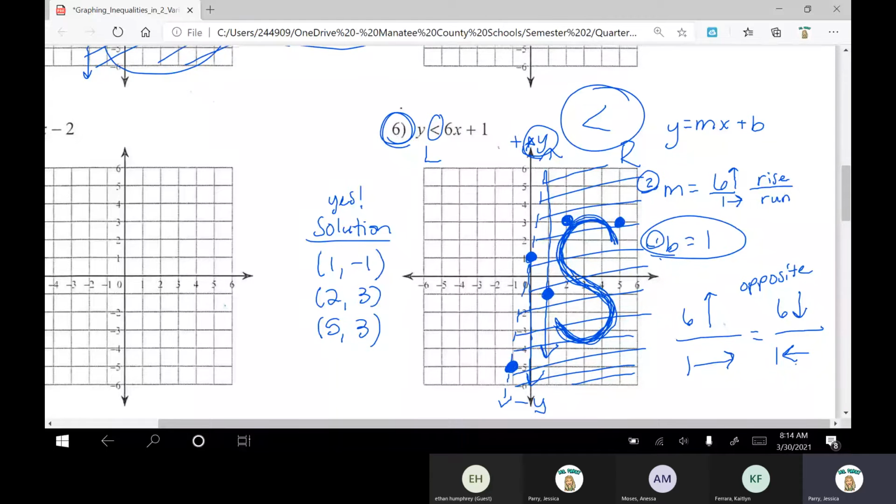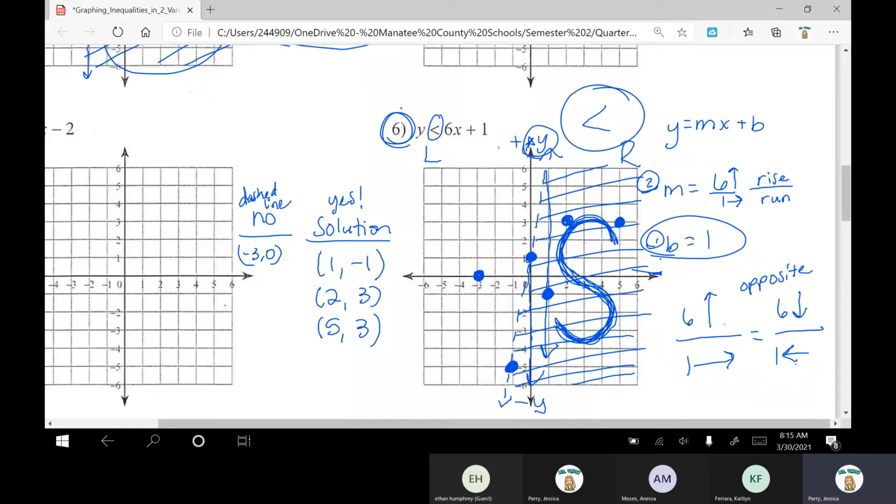But let's go on to not a solution. Okay, so no, not a solution. That's going to be anything over here in the non-shaded area. So like the point -3, 0. Also, -3, 0. That's not a solution. Any of the points on the dashed line is not a solution. So dashed line, not a solution. Okay, if it's on the dashed line, it's not a solution.